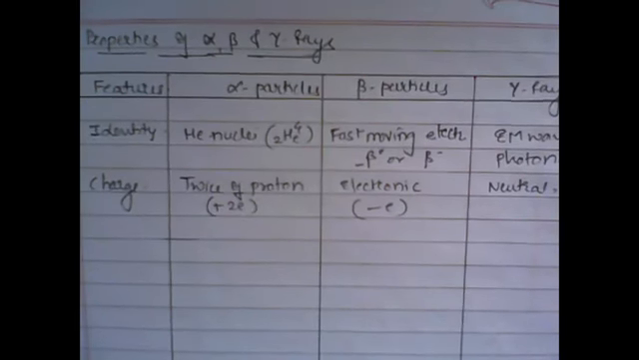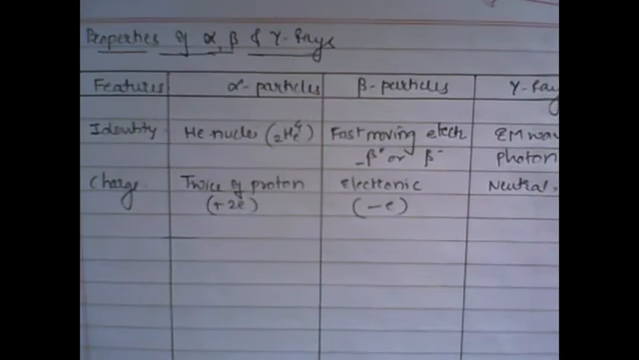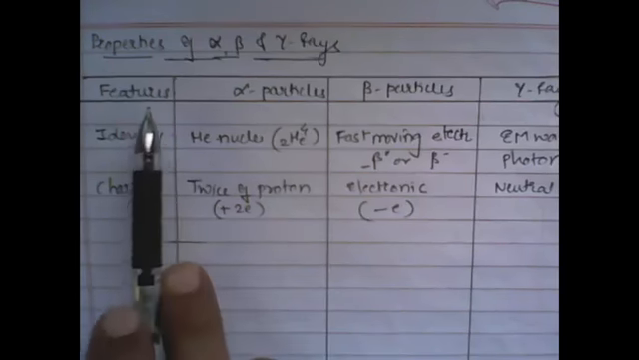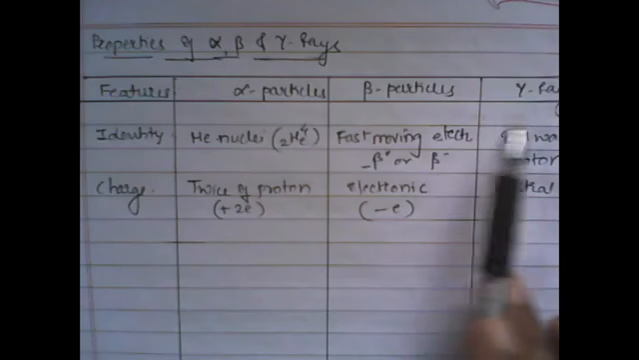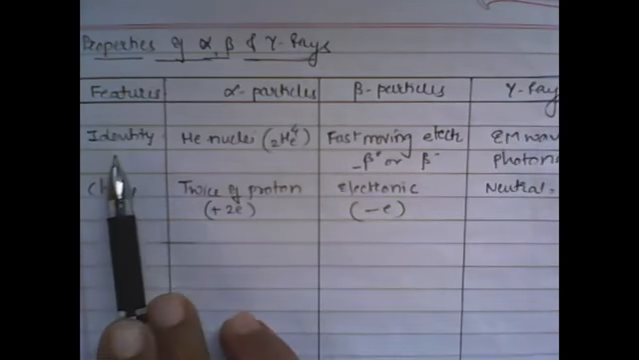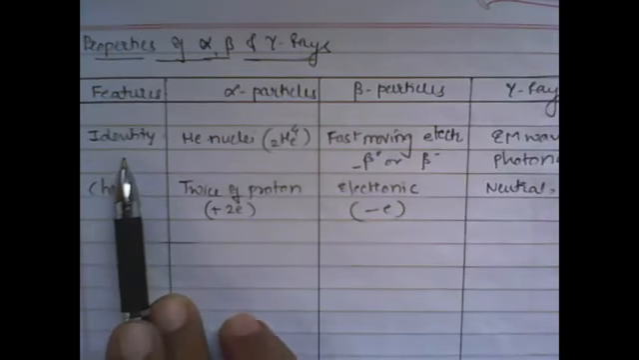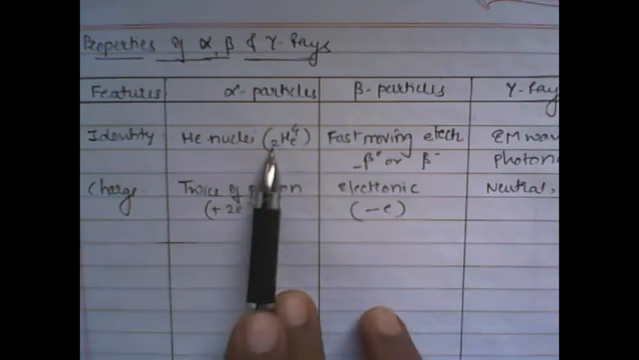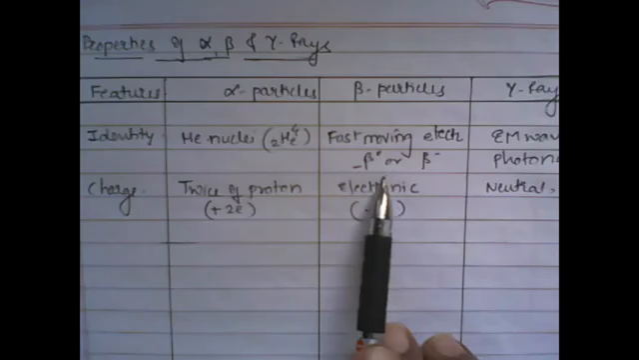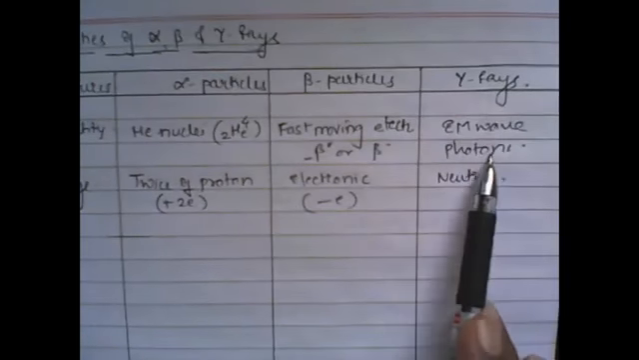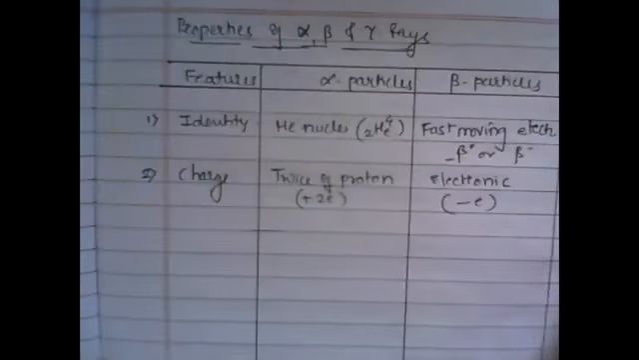Let us now see the properties of alpha, beta and gamma rays. So we will just see the features: alpha particle, beta particle, gamma rays. So first feature is identity. How do we identify? Alpha particles are helium nuclei, 2He4. Beta particles are fast moving electrons, and gamma rays are electromagnetic waves, so photons.